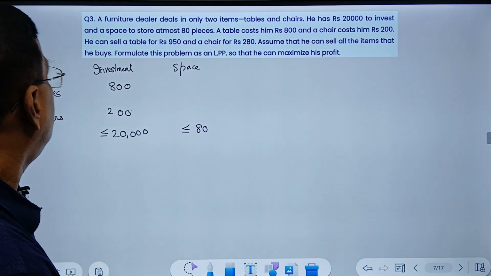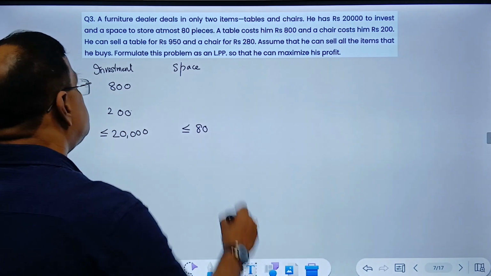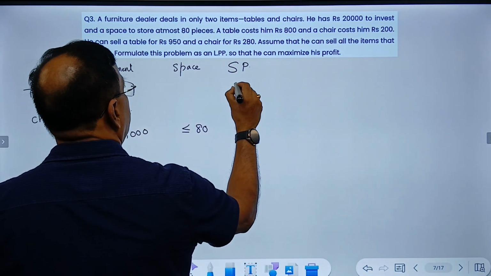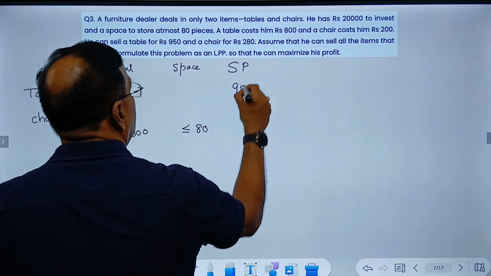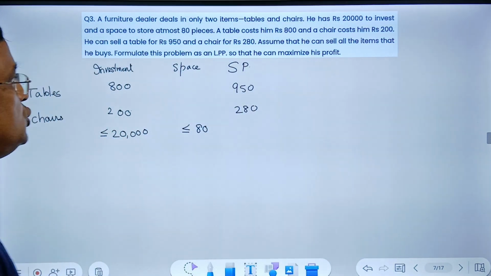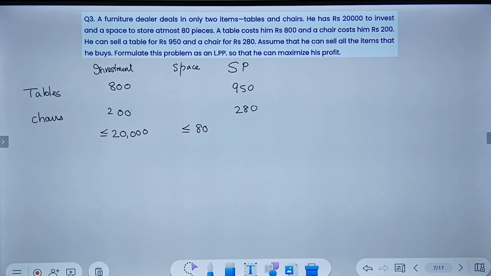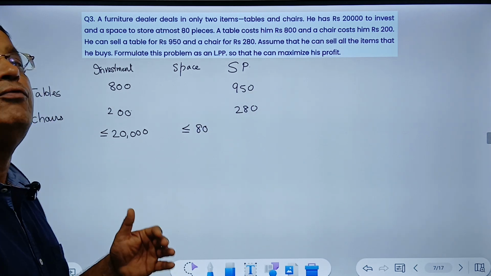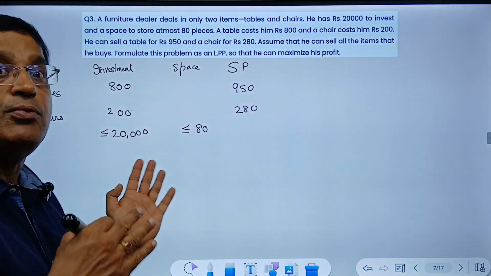Okay. Now he sells it. What is the selling price? The selling price is 950 and this is 280. Assume that he sells all the items that he buys. Formulate this problem as an LPP. You have to only formulate for maximum profit.